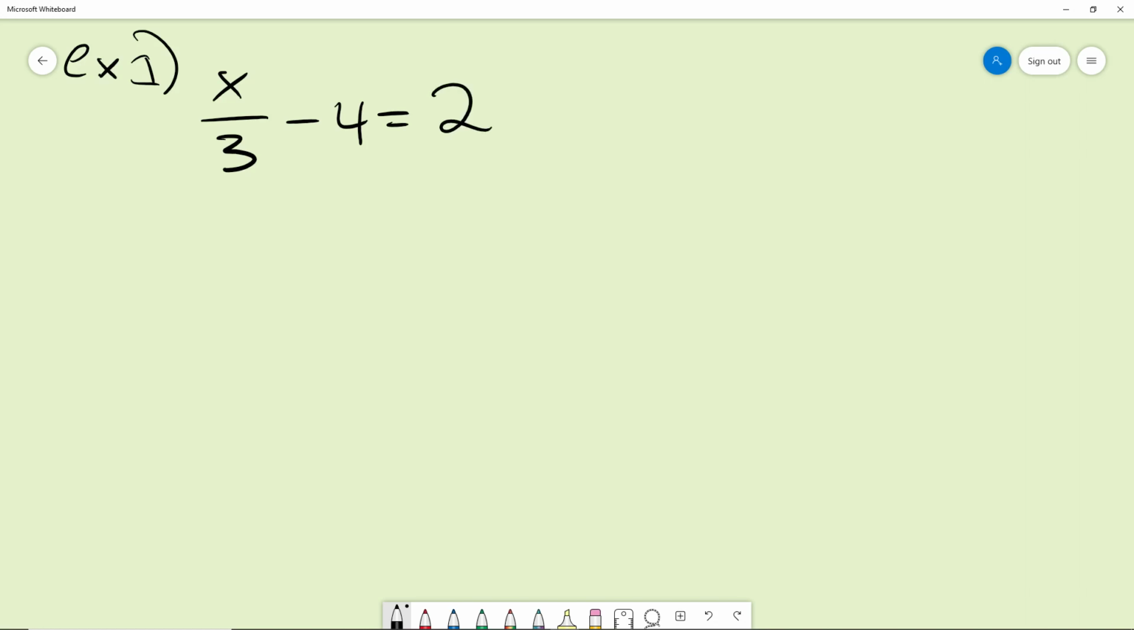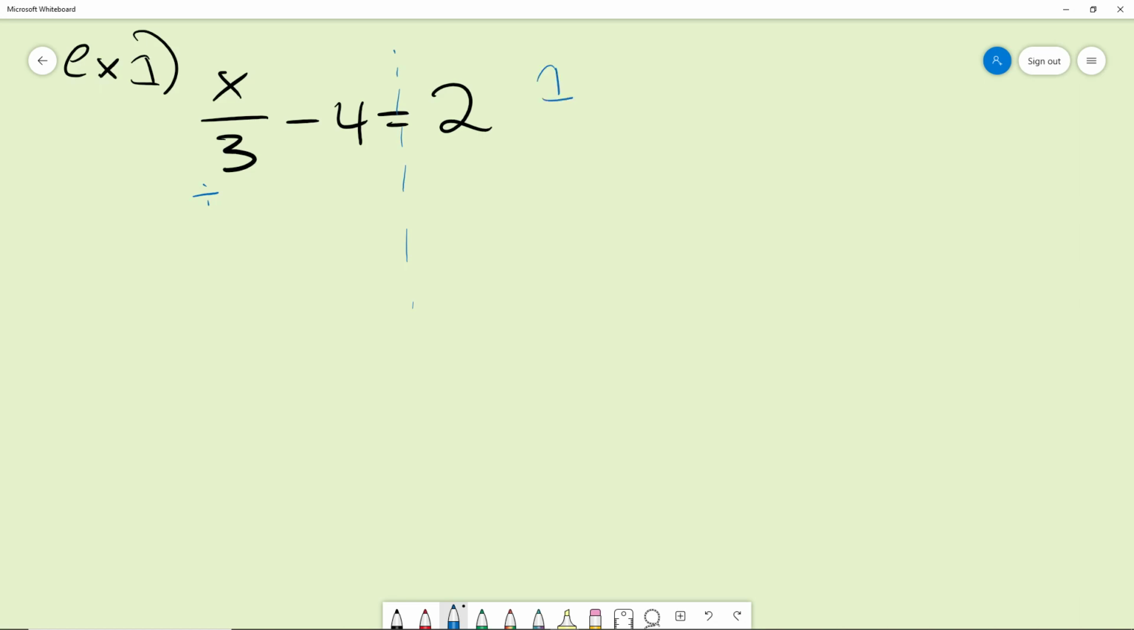So this is a pretty general situation you're going to see. You're going to have a variable, something happening to it. Here we've got an x being divided by 3. So remember, when we see a fraction, it's still dividing. And we've got minus 4 here, equal to 2. Normal equation. It's got to do the same thing to both sides.